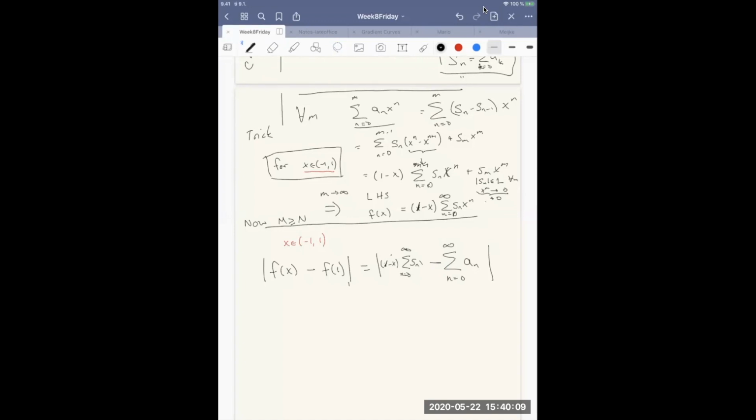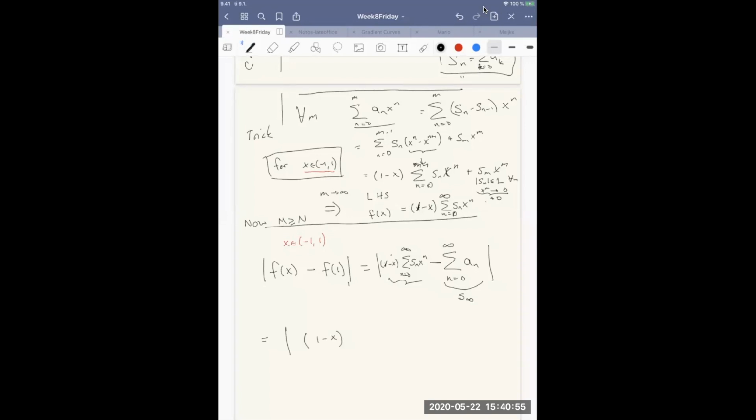Now, we do a common trick: we split this expression into small terms and large terms. Well, we'll do the splitting, but before that, we'll do a trick of writing this constant here a little bit differently. So let's call this S infinity. It's the infinite sum.